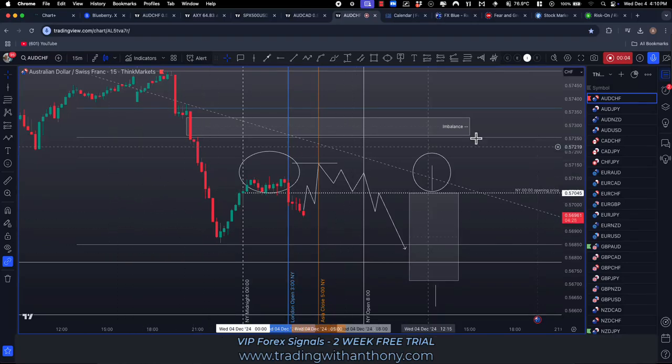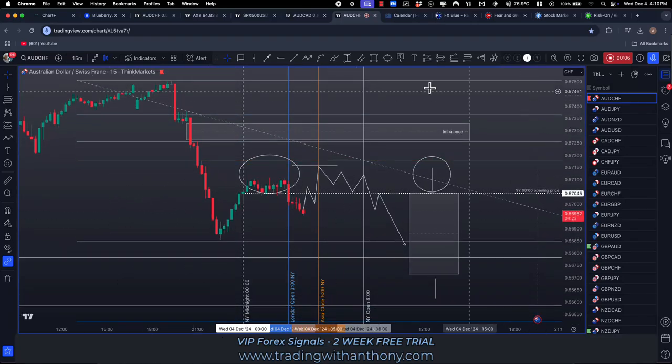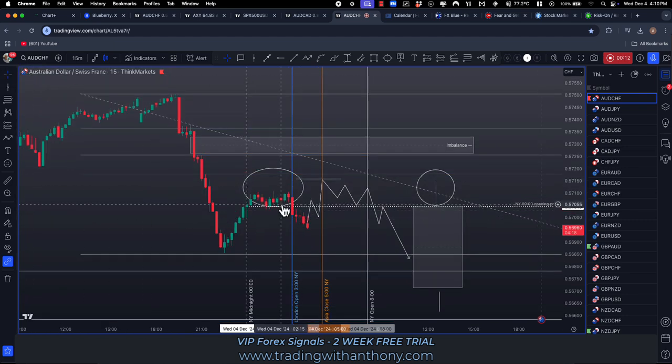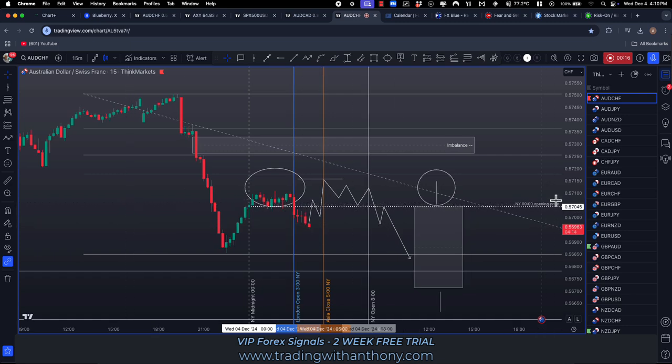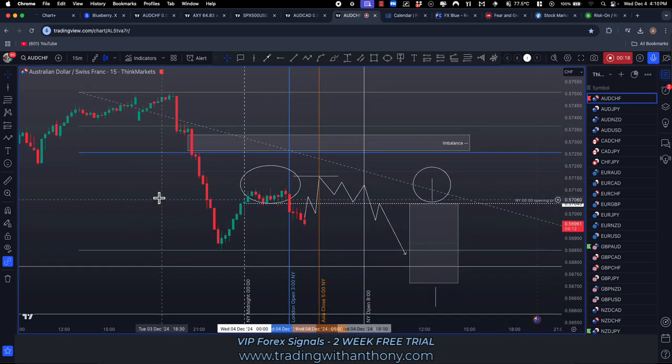Traders, the Aussie Swissy. Okay, this is a 15-minute chart. This is traded bearish here, and I'm kind of planning a trade for into the New York Open. What I really want to see with this, and I'll explain what I've got drawn here. I thought it'd be better to draw this, to mark it up, and then explain it.